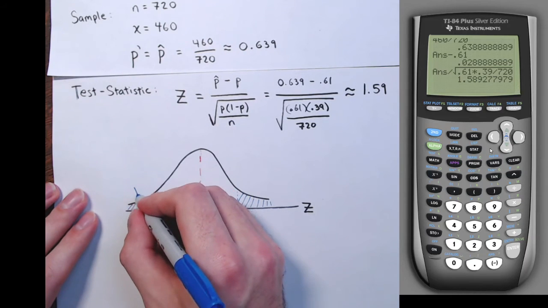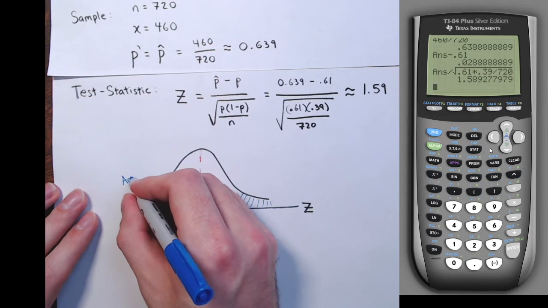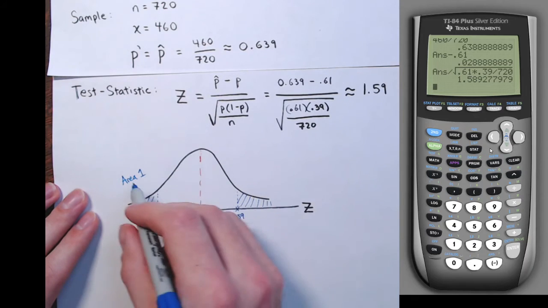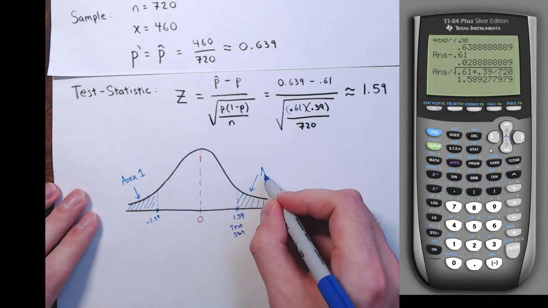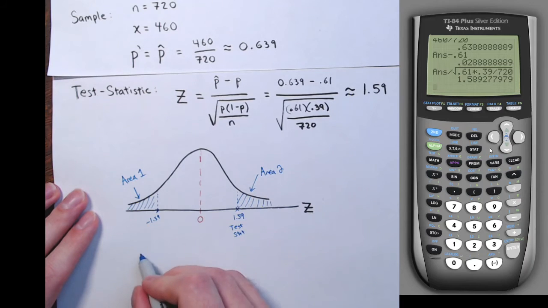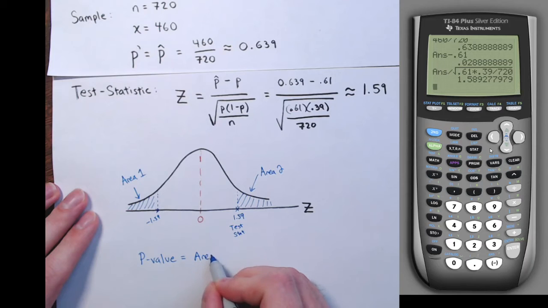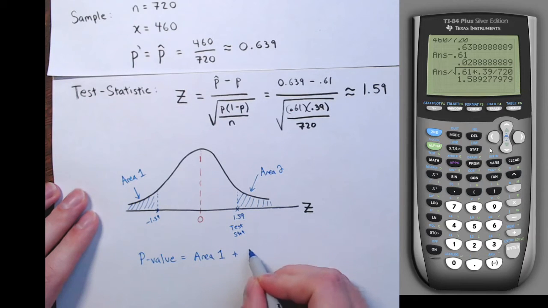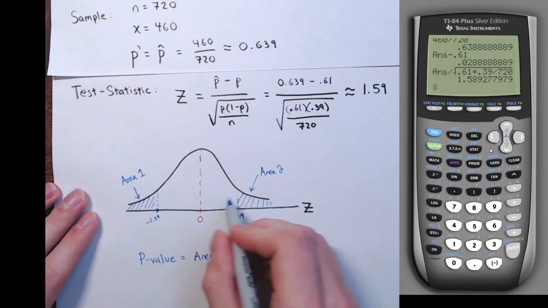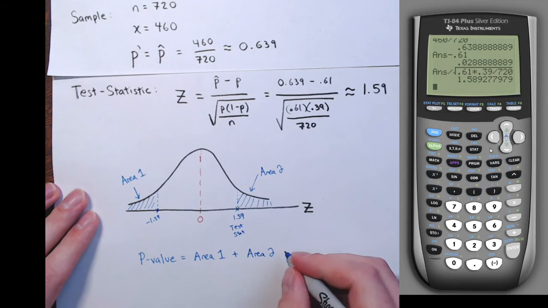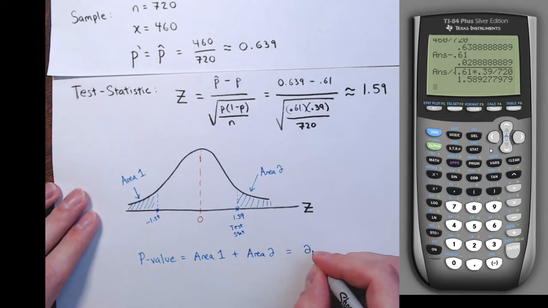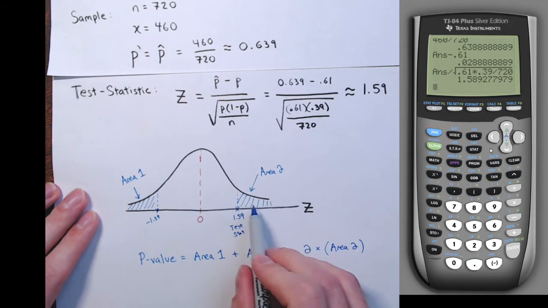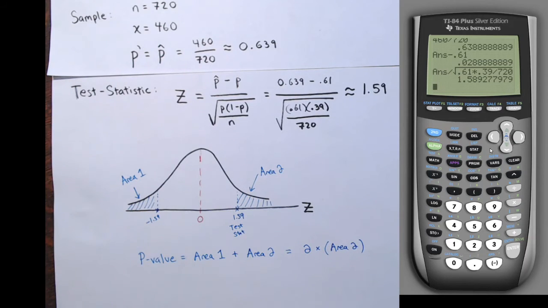So I'll call this maybe area 1 over here, or left area, and this area over here, area 2. And then the p-value of our test statistic is area 1 plus area 2, and they should be the same due to the symmetry of the normal distribution. Or I could have said it was 2 times area 2, this area to the right of my test statistic doubled. All right, so I'm going to do that with the calculator.